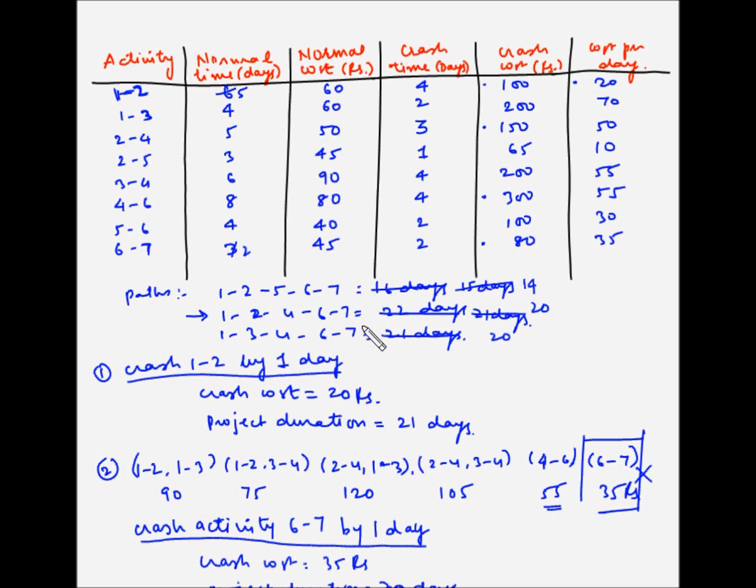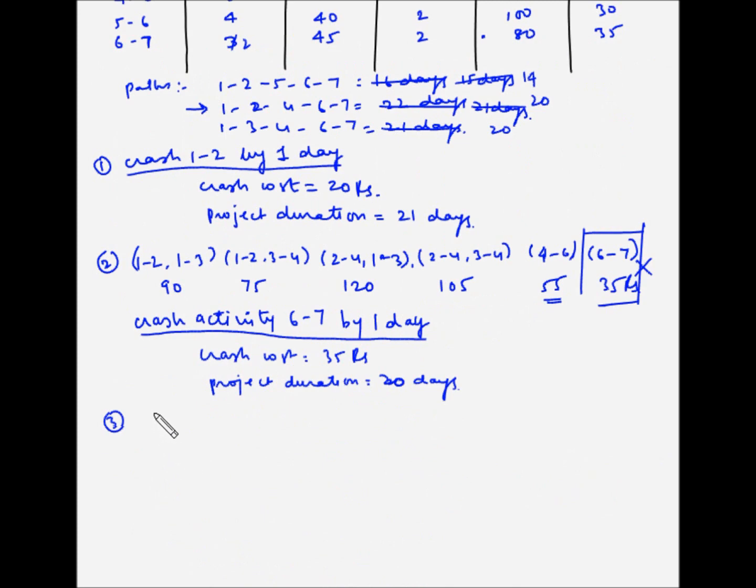So these two paths have duration as 20 days and the other one has 14 days. So even if we reduce these two paths by 4 days, it will go down to 16. So still this other path, which has duration of 14 days, will not be a critical path. So we can continue with the crashing of activity 4 6 by 4 days. So third crashing is crash activity 4 6 by 4 days.